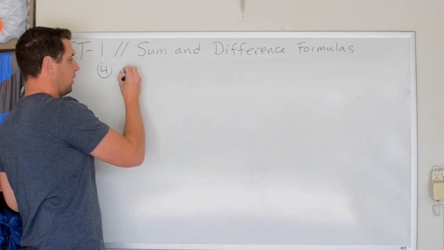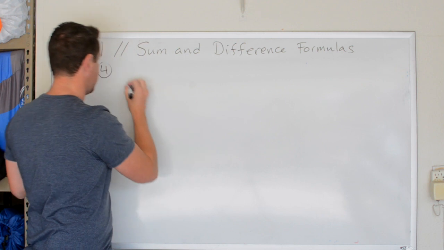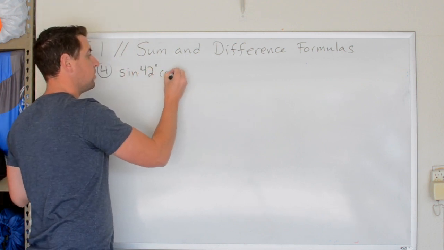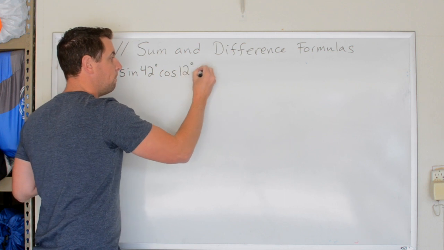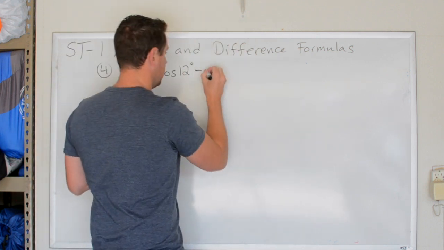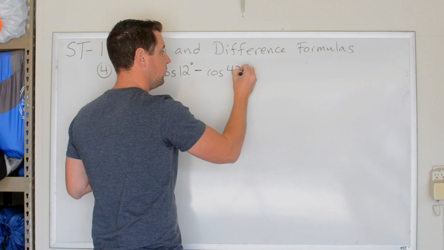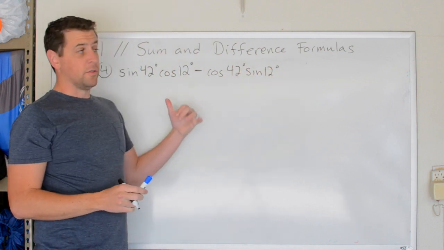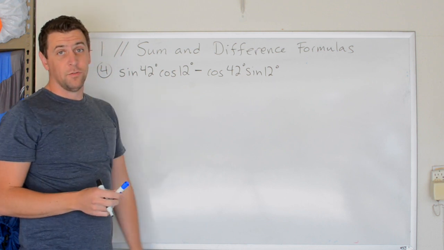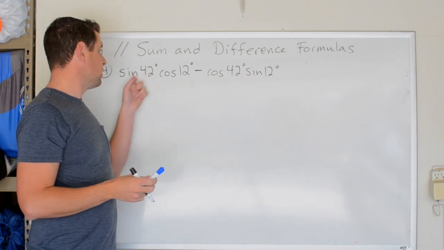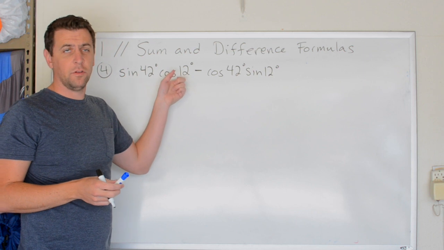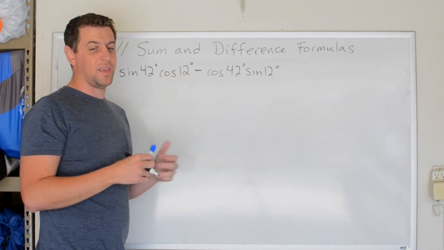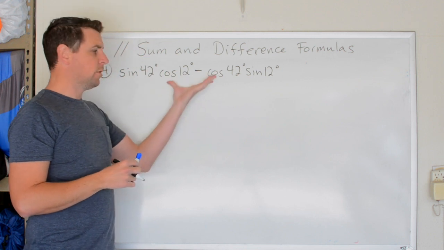If I'm trying to find the value of, what am I doing first? Sine of 42 degrees times cosine of 12 degrees minus cosine of 42 degrees, sine of 12 degrees. You'll notice this is very difficult for us to evaluate something like this. We don't know what sine of 42 degrees or cosine of 12 degrees is. If we had a calculator, we can get that. But if we wanted to get an exact answer, we're unable to do it this way.